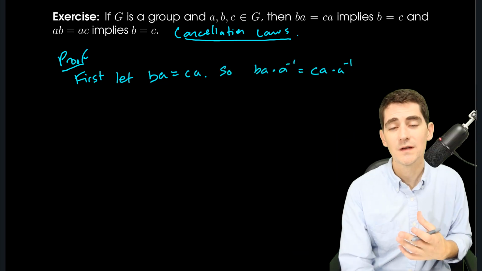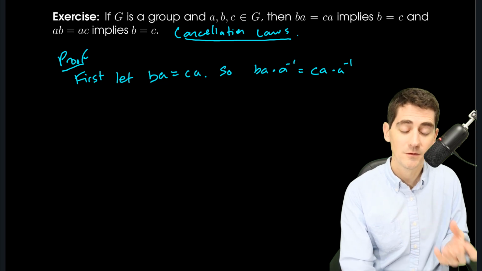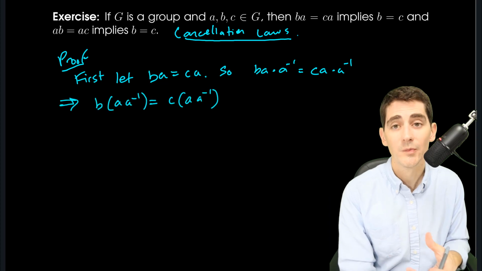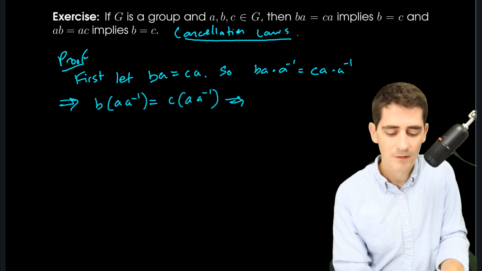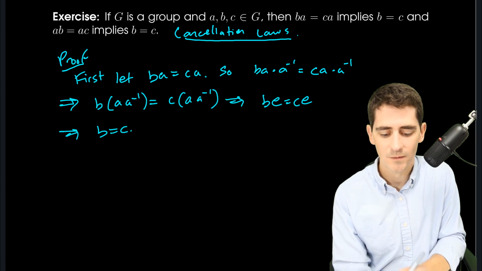And keep in mind, when I say multiplication, I mean whatever the respective operation of the group is. That's just usually what we say. Now we apply the associative property. We group A and A inverse together on each side of the equation. And that gives us then that B E equals C E. And we understand that that means that B must be C.